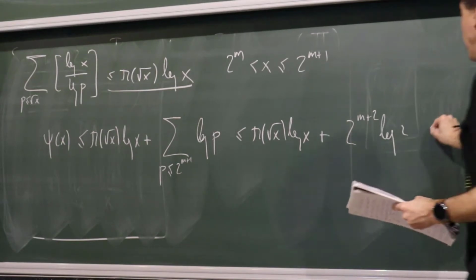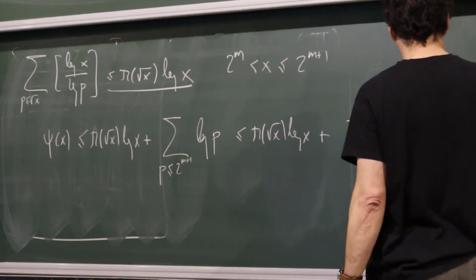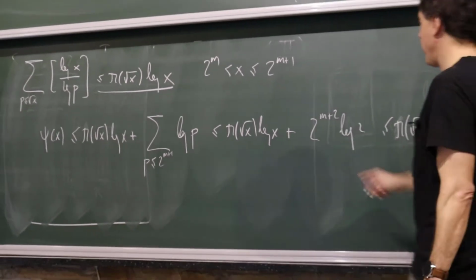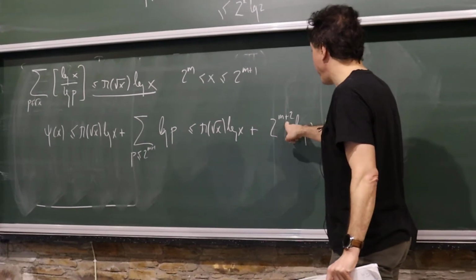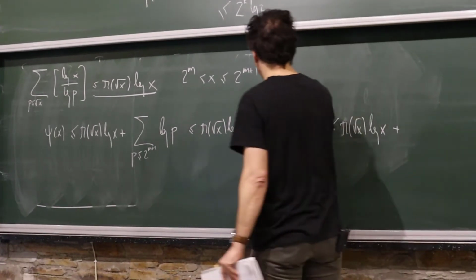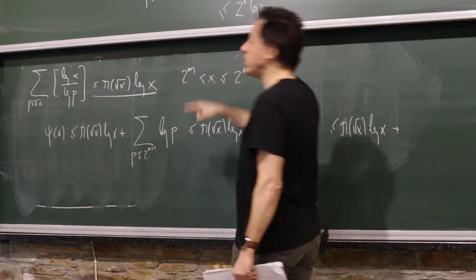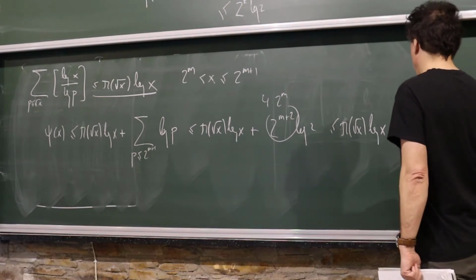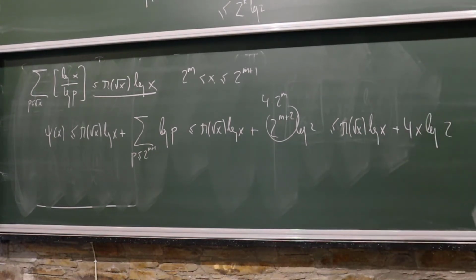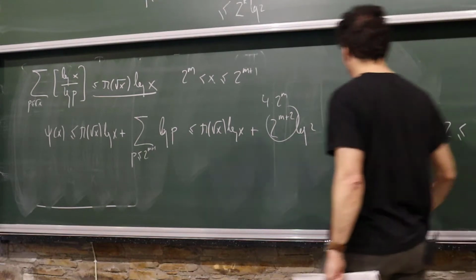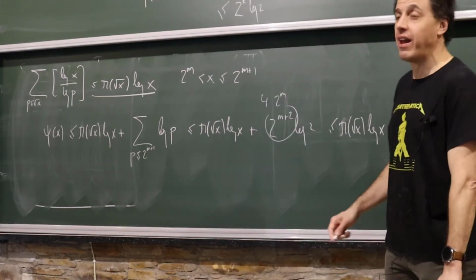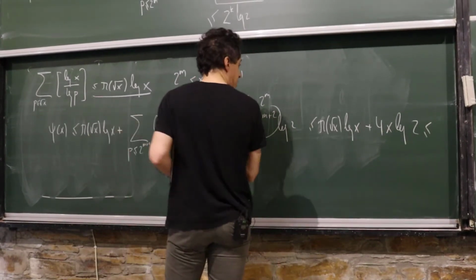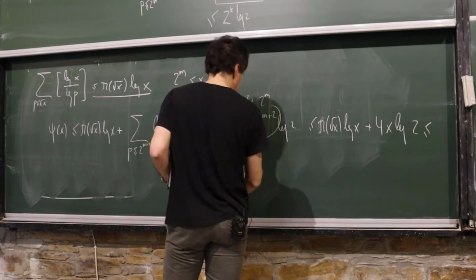Okay, smaller or equal than pi of square root of x log x plus, here I write 4, this term is 4 times 2 to the m, and 2 to the m is smaller than x, so 4x log 2. Well, and finally, this small pi of square root of x is smaller than square root of x. So as I said, it's a little bit tricky.